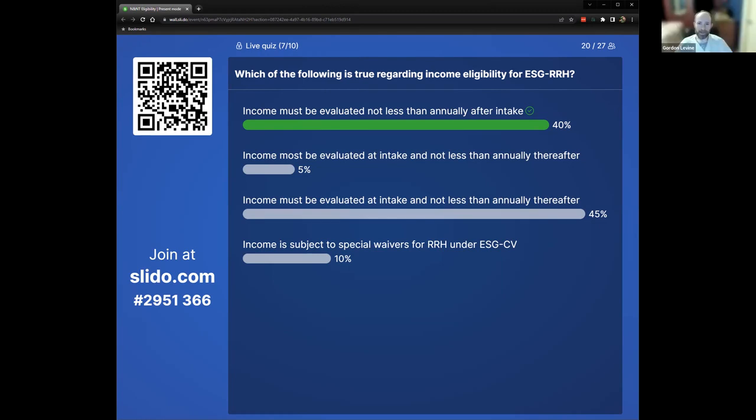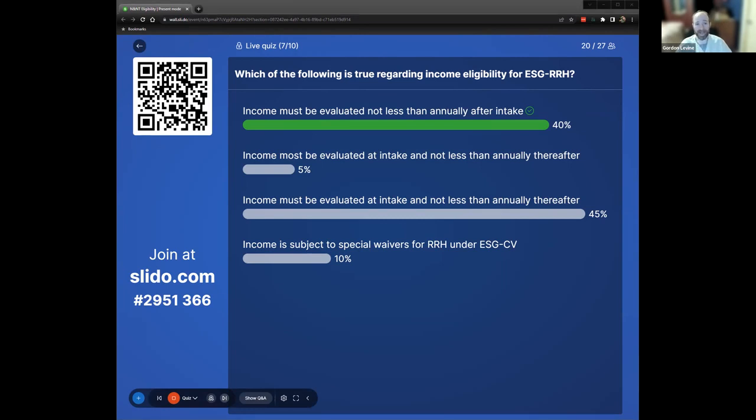So Slido has a live Q&A function that I desperately wish I had thought to set up, because I would love to poll the group to see what they think, and not just put it in the chat and put somebody on the spot. So I will go ahead and just put it out there. You can absolutely adopt more stringent standards in the subrecipients' written policies or in the project policies and procedures. Your standards can always be more stringent than the standards above. They just can't be looser than the standards above. And so you can absolutely do income evaluation at intake.